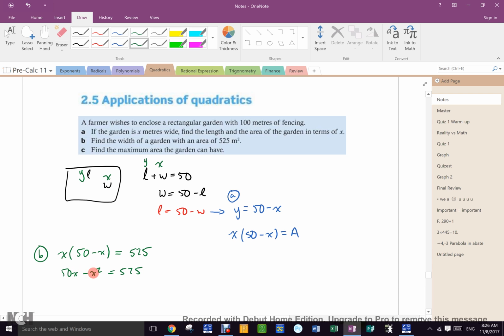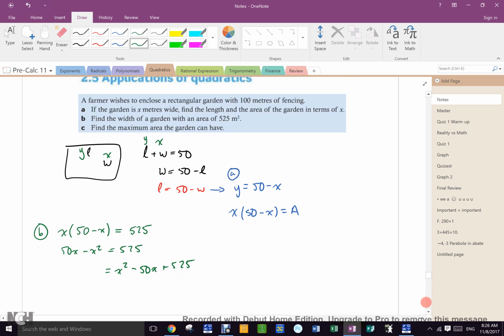So what if we moved everything to the other side? Would we be okay then? So that would give us x squared. What would happen to the 50? Negative 50x plus 525. Correct? Yeah? Everyone is good with that? So is this something that we're happy with?